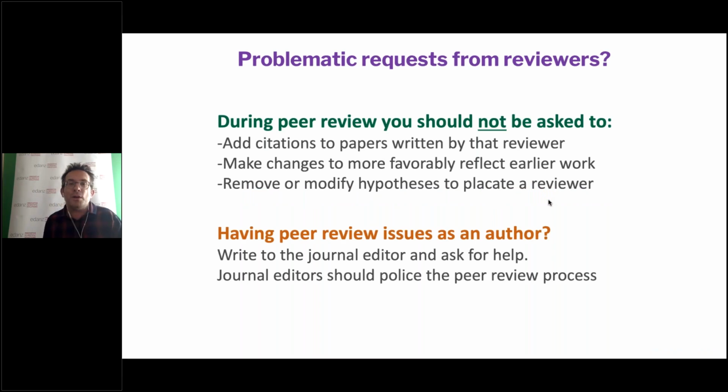Let's recognize some of those common problems in peer review. Number one, problematic requests from reviewers. During peer review, you should not be asked as a submitting author to add citations to papers written by that reviewer, make changes to more favorably reflect earlier work, or modify or remove even hypotheses to keep a reviewer happy. If you have issues in this process as an author, then we recommend that you write to the journal editor and ask for help. You'll see some examples of this in a moment when we bring in some other EdAnts team members.